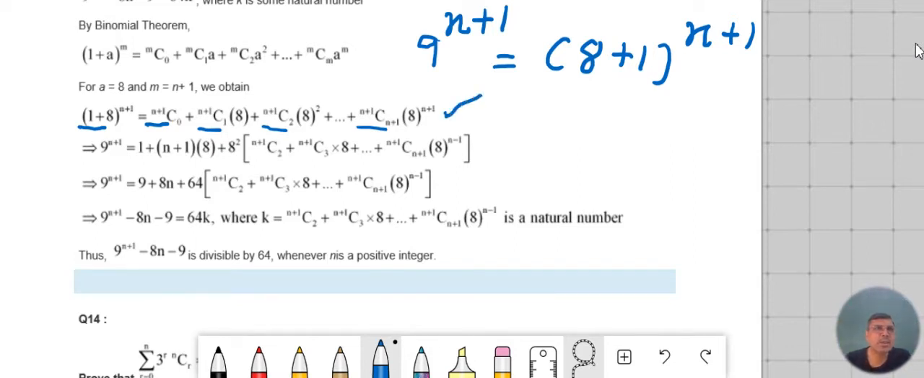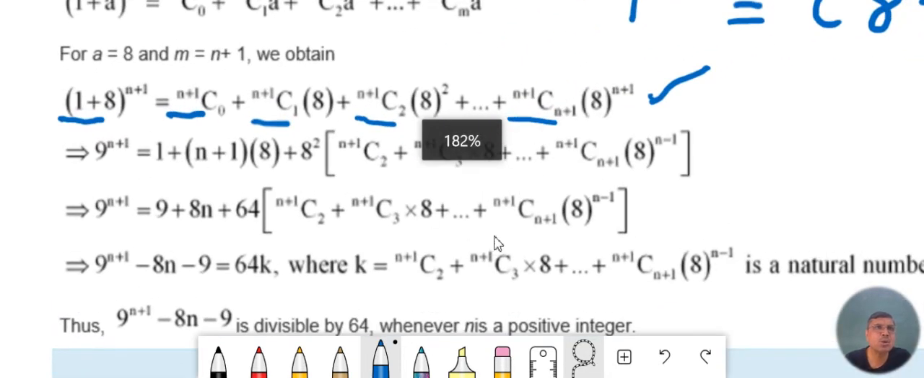Alright, so now see, the power of 8 will start from the second term: 8 square, 8 cube, it is not there in fact, and the last term will be 8 raised to n plus 1, because this time our power is 8 raised to n plus 1. Here it may be possible you will feel that, sir, we don't know what is the value of n, but don't worry, then also it is possible.